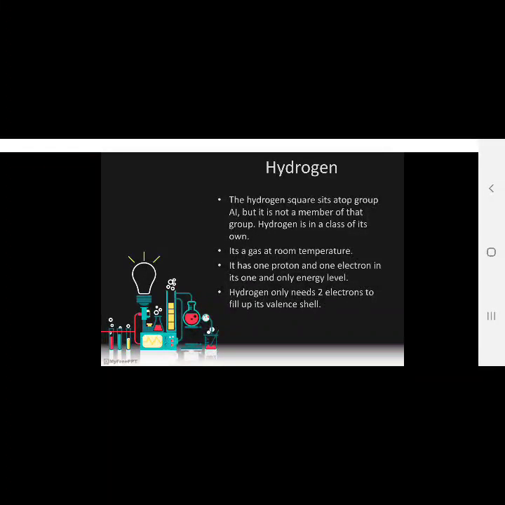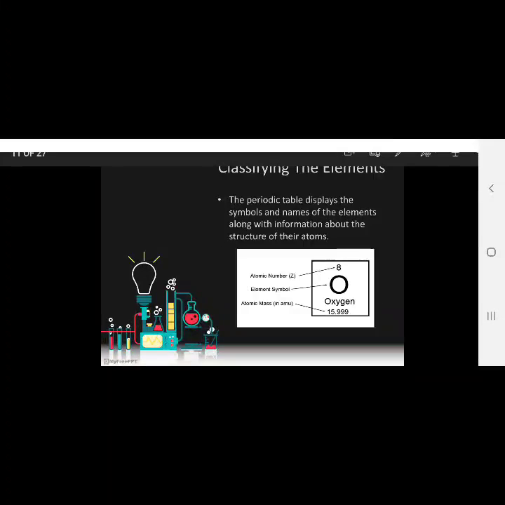It is a gas at room temperature. It has one proton and one electron in its one and only energy level. Hydrogen only needs 2 electrons to fill up its valence shell. Find the elements. The periodic table displays the symbols and the names of elements along with information about the structure of their atoms.